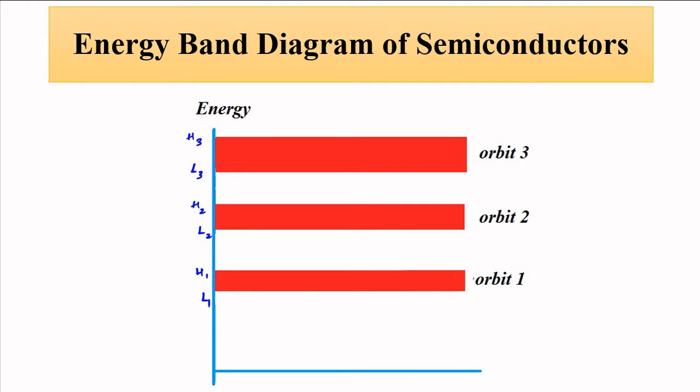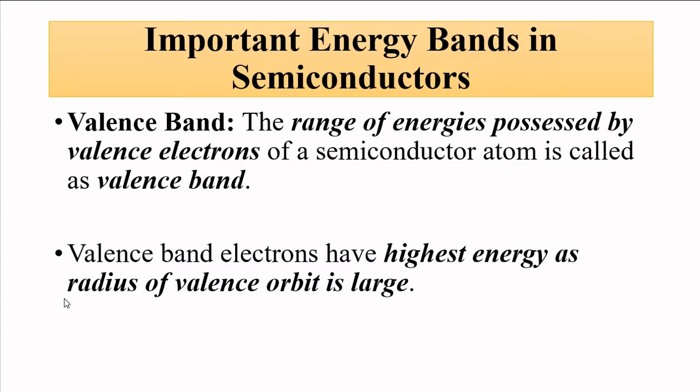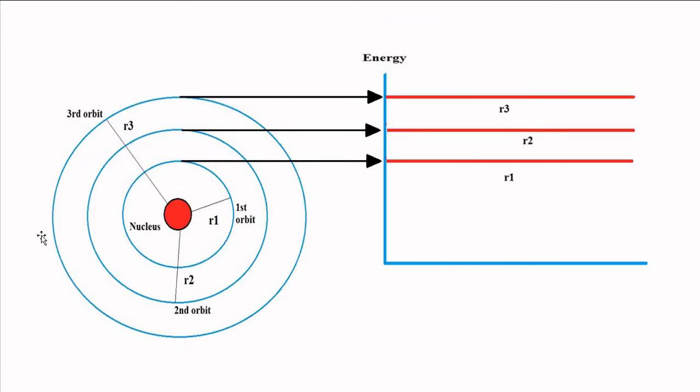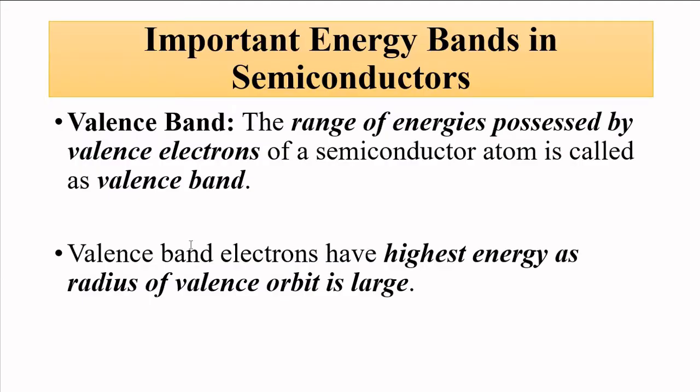Now, what is the importance of these energy bands in semiconductors? We are particularly interested in two energy bands. First is the valence band, second is the conduction band. For an atom, if we take the outermost orbit into consideration, the range of energies possessed by the outermost orbit electrons, which are called valence electrons, is called the valence band.